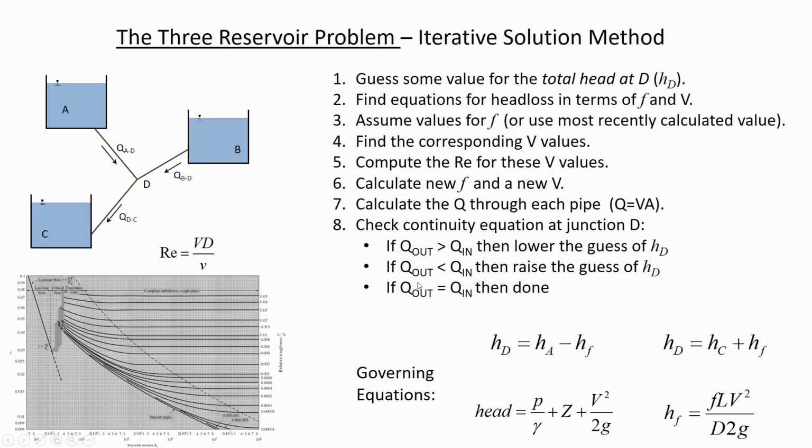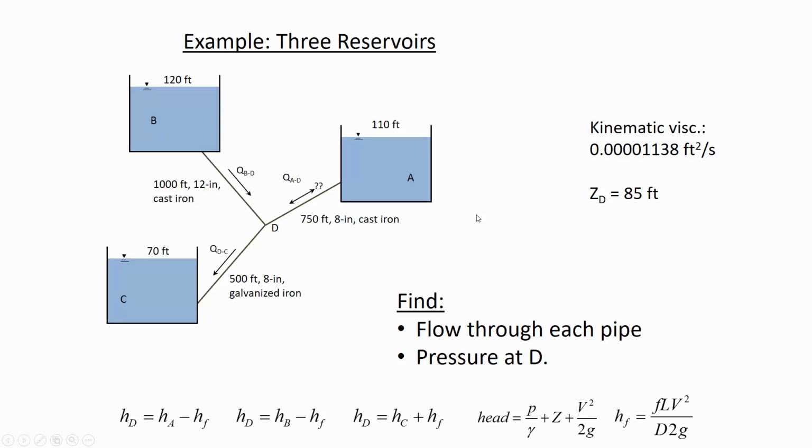What we really like is to see that flow is balanced, and that tells us that we're done, as long as the F values are also stabilized. All right, so here's the example we're going to work today.